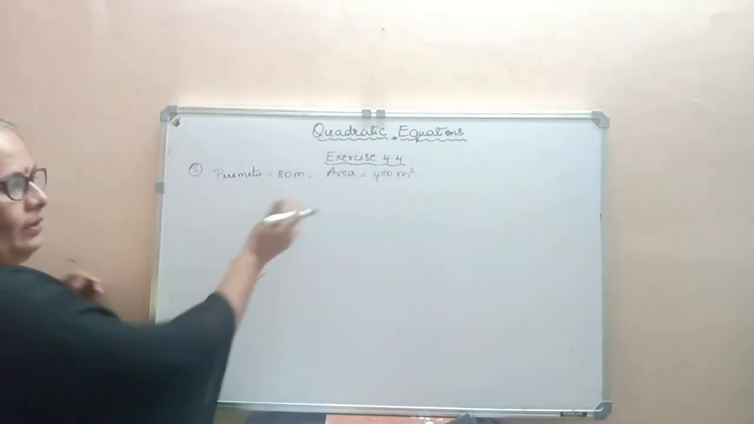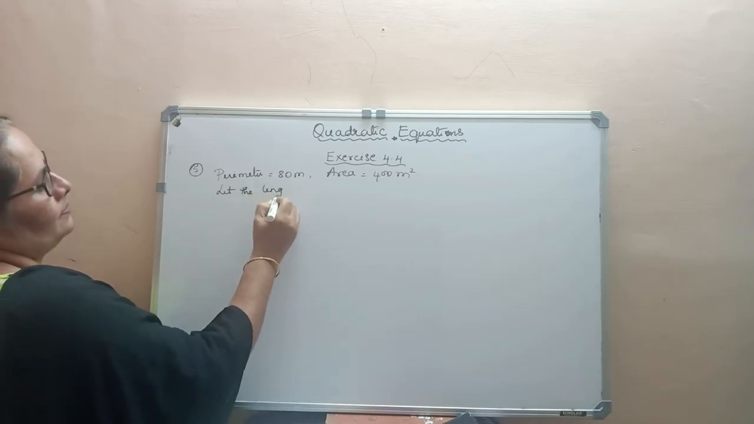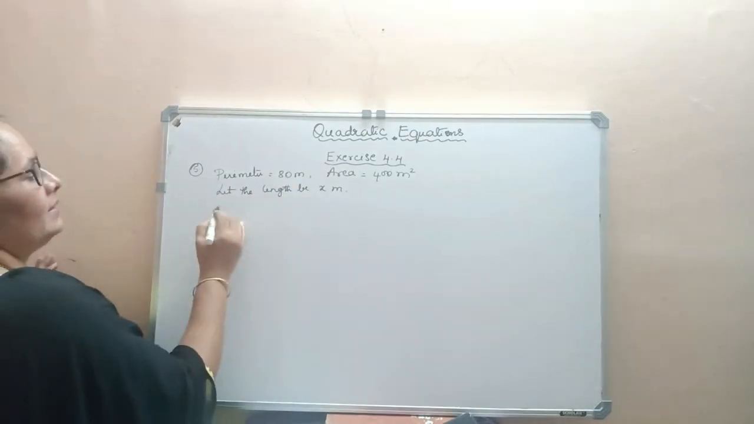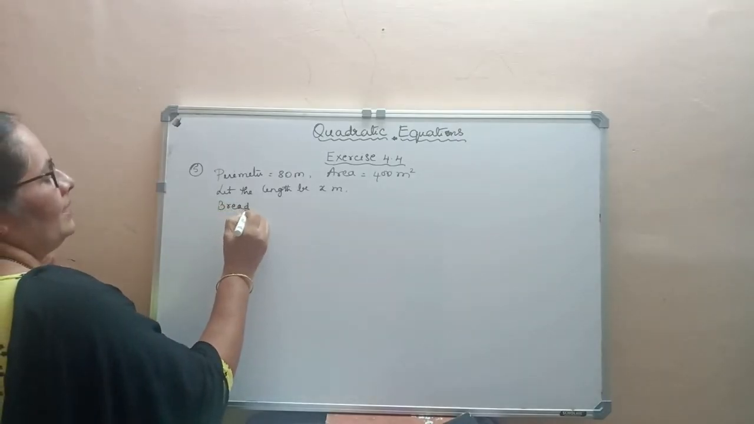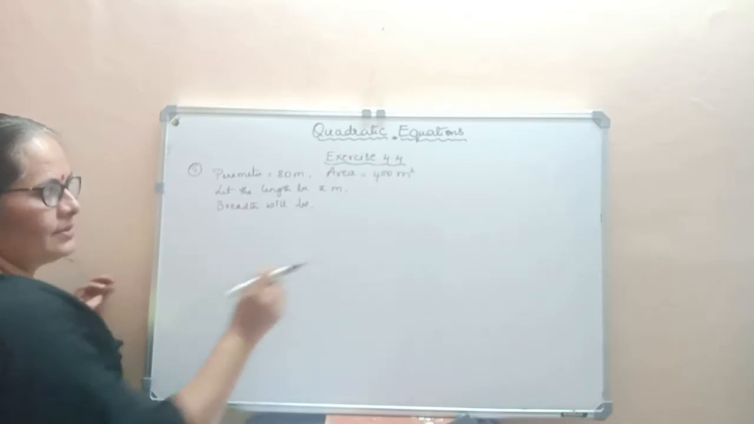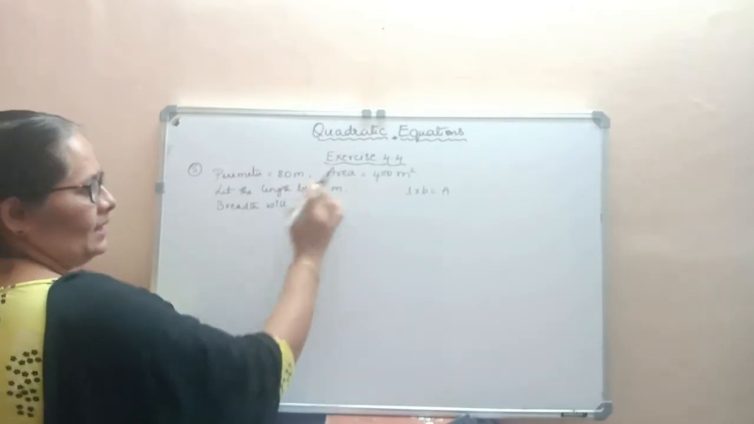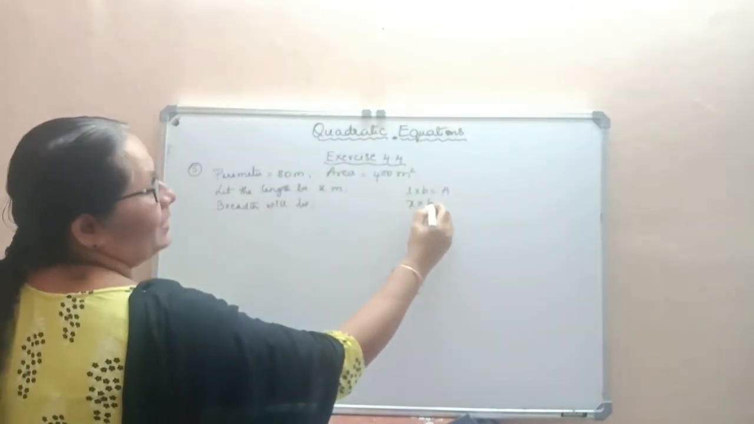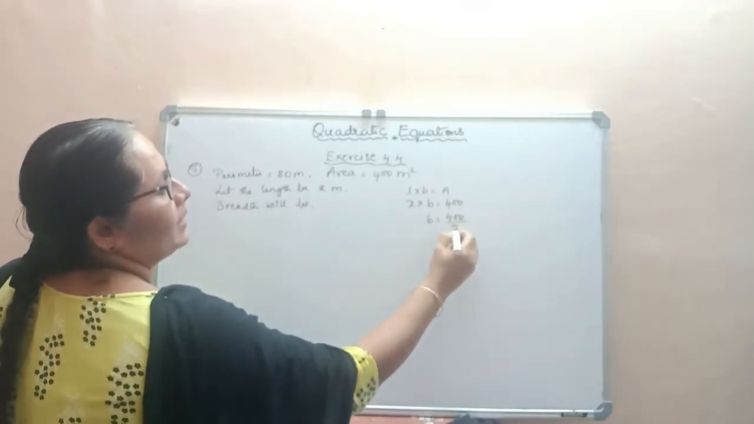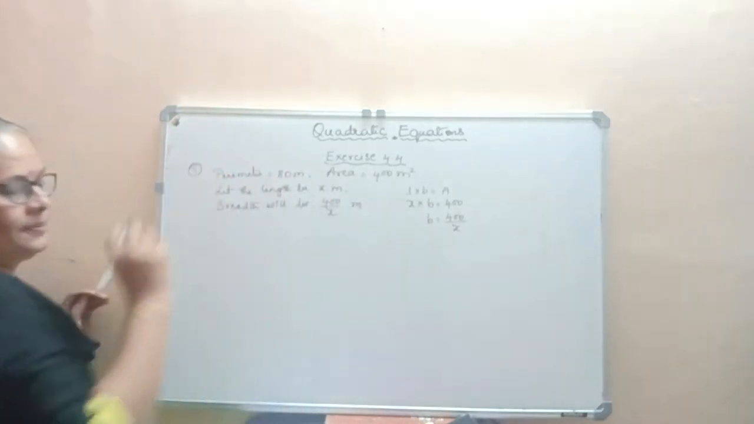Okay. Now, take the length as x. Let the length be x meters. Then what will be the breadth? See here, area is length into breadth, right? So the length we have taken as x, length into breadth equals 400. So breadth equals 400 by x meters.